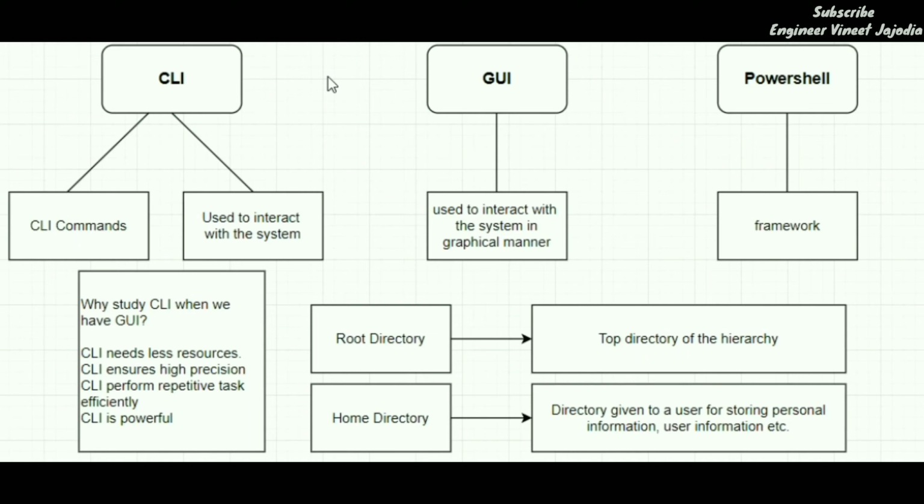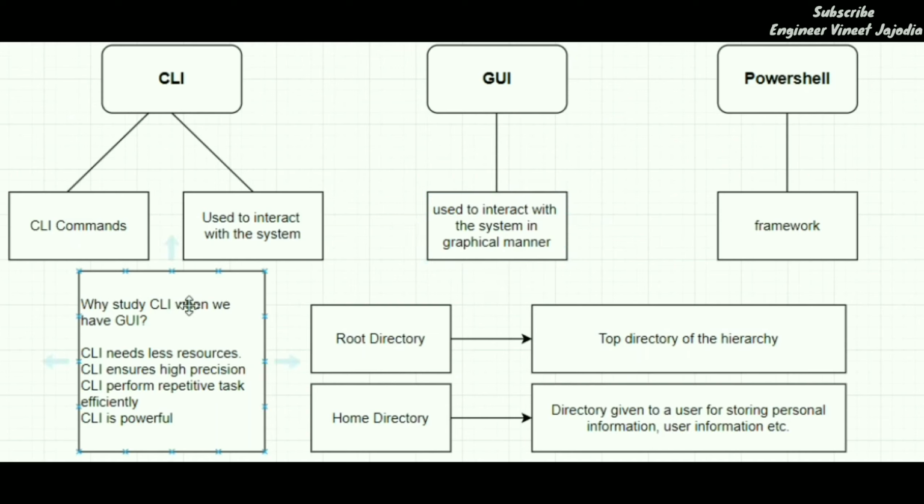Let's recap what we have studied. We have studied what is CLI. It stands for command line interface or command line input. It is used to interact with the system. Then we have studied some of the commands of CLI like pwd to print working directory, cd to change the directory, mkdir to make the directory, and etc. Then we have studied what is GUI. It is a graphical user interface which is used to interact with the system in a graphical manner, and it's an easier way to interact with the system than the CLI.